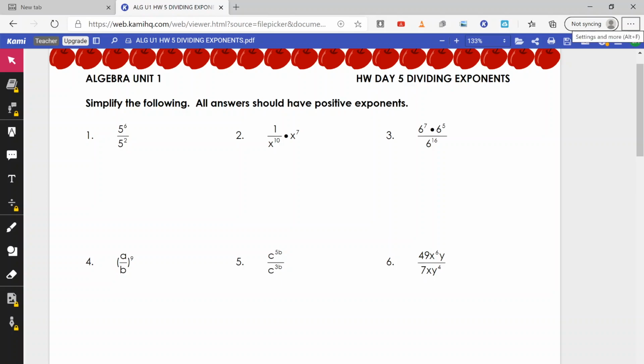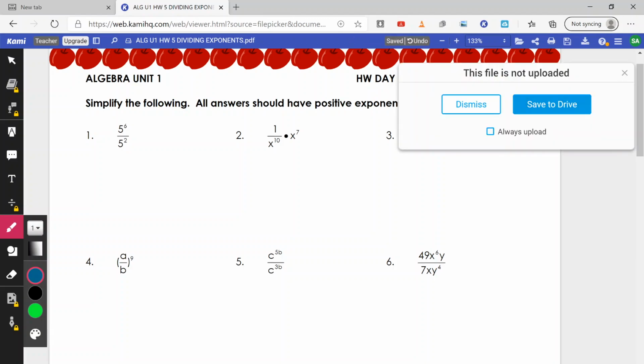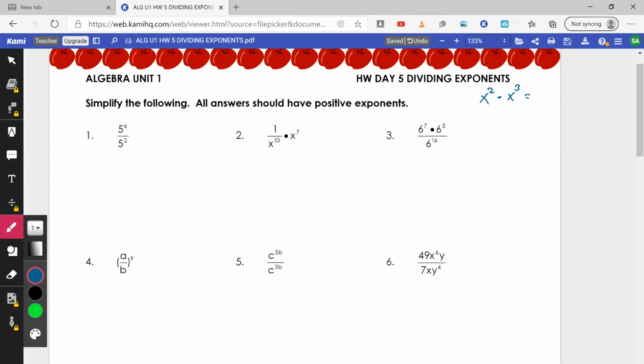When it comes to dividing with exponents, we covered this in the class, but when we divide, we're going to do the opposite of whatever we did when we multiplied. So remember when we multiplied like bases, for instance, x squared times x cubed, we would add our exponents. So in this case, we would add 2 plus 3 to get x to the 5th. When it comes to dividing, we're going to do the opposite.